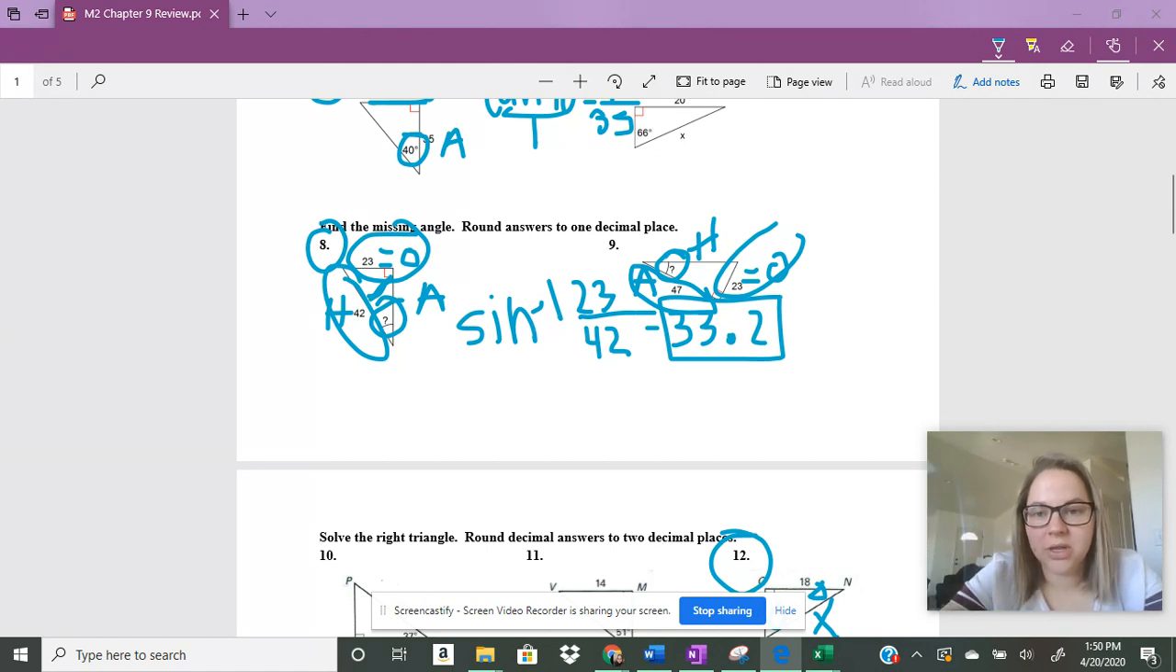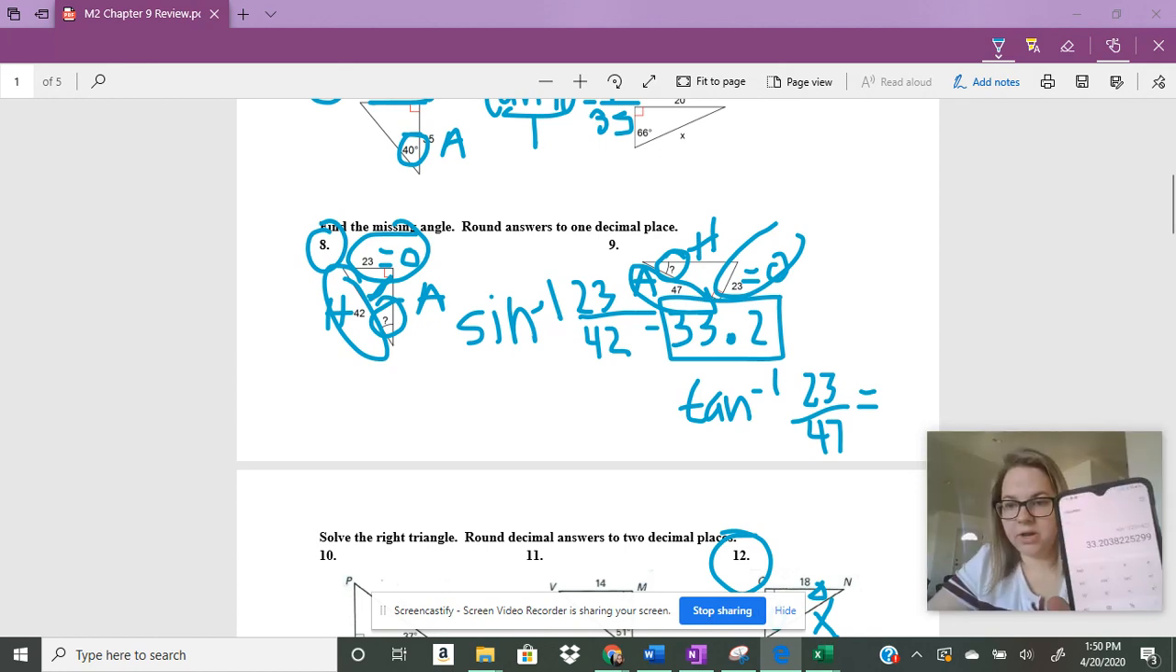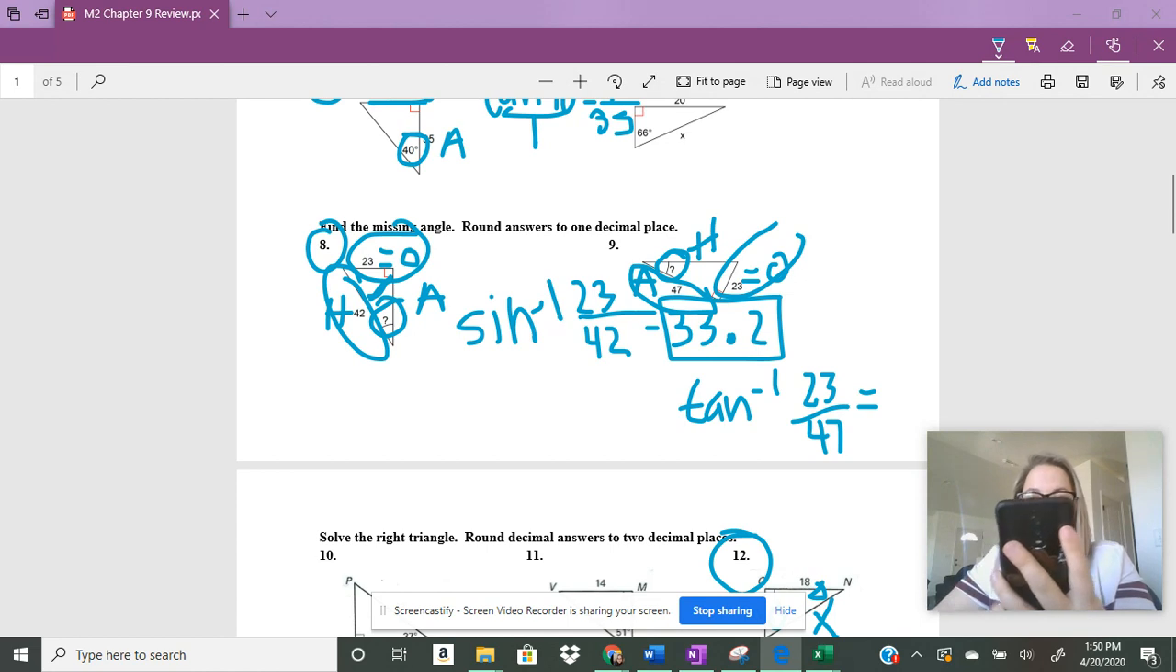I do not have the hypotenuse, so I'm going to use something that has opposite and adjacent. Well, that's tangent. So I'm going to do tangent inverse. Remember, angle means we're doing the inverse. 23 over 47, and that's going to give me my angle. I'm going to put that in my calculator again: tangent inverse of 23 over 47.